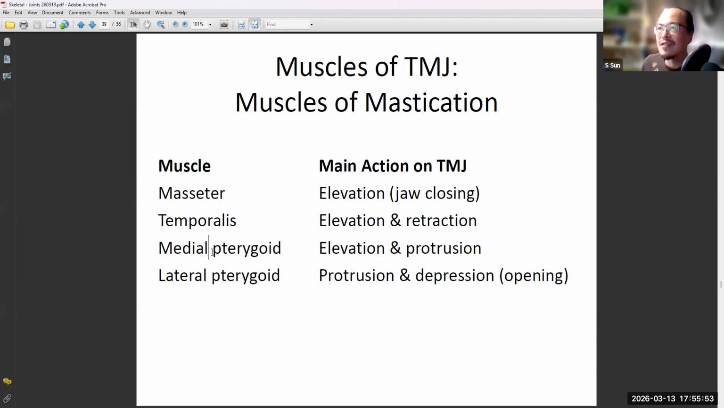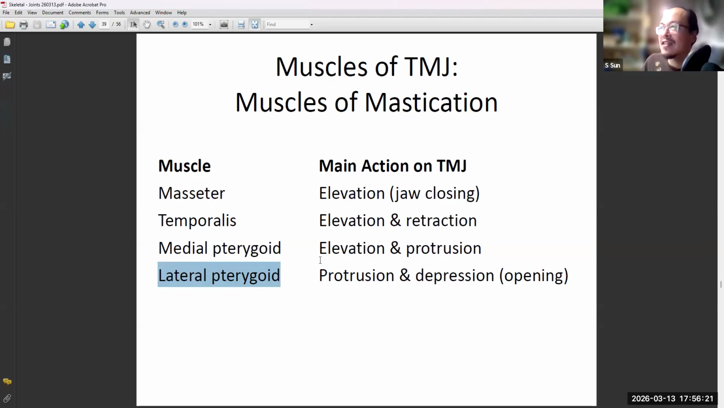Then here you have two pterygoid. So this P doesn't get pronounced, okay? So you need to spell it out, but you don't need to pronounce it. It's called pterygoid. We have the medial pterygoid and the lateral pterygoid.